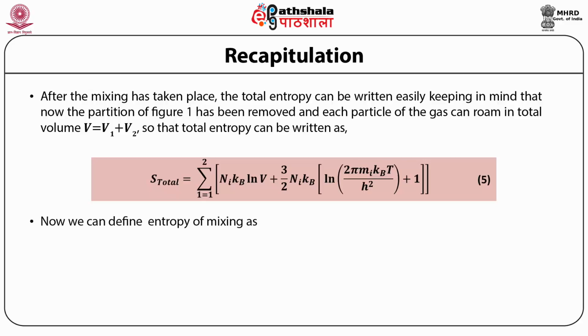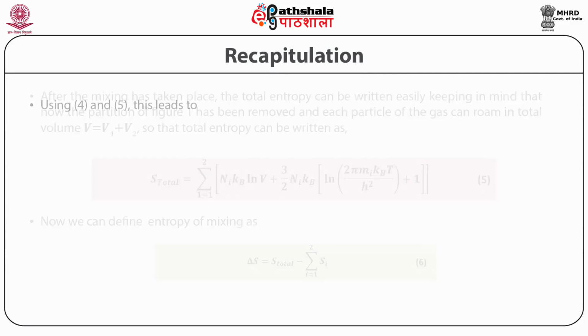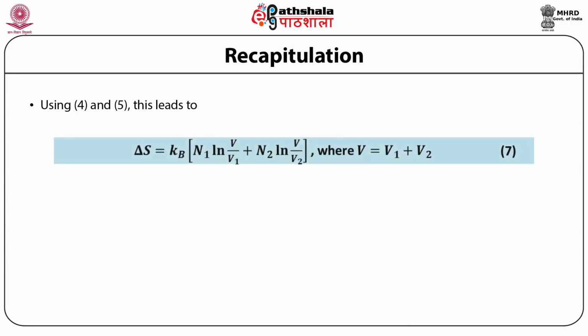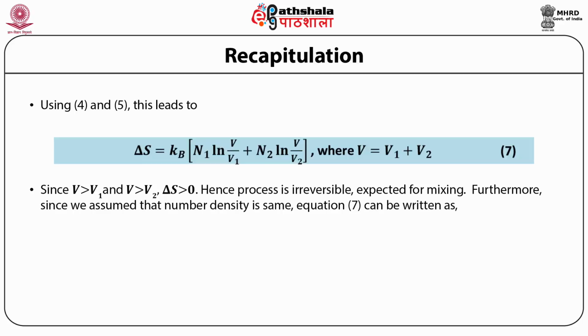Now we can define entropy of mixing as delta S is equal to S total minus summation over i equals 1 to 2 of Si. Using 4 and 5, this leads to delta S is equal to Kb multiplied by N1 log of V upon V1 plus N2 log of V upon V2, where V is equal to V1 plus V2. Since V is greater than V1 and V is greater than V2, delta S is greater than 0. Hence, the process is irreversible, as expected for mixing.